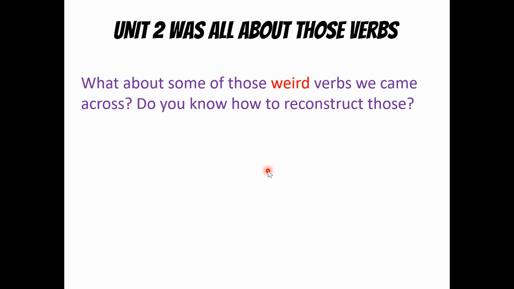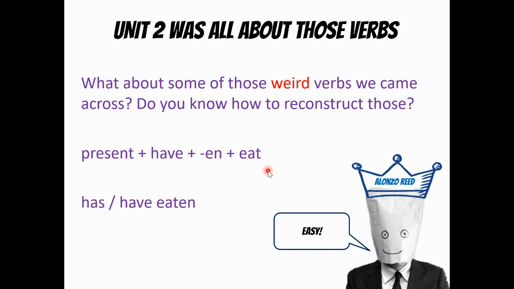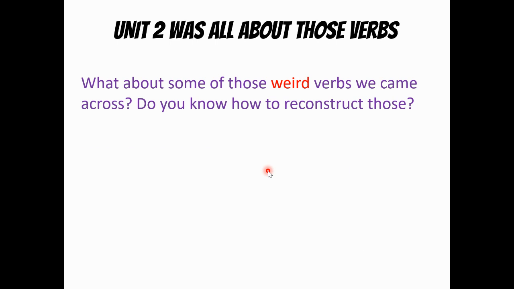And you might come across some of the weird verbs. And so make sure you know how to work with some of the weird verbs because I think they're fun. So what if I give you the present of have and en plus eat? I guess you'll get this one, which would be either has eaten or have eaten. It's pretty easy. It is easy. Thanks, Alonzo. Appreciate that.